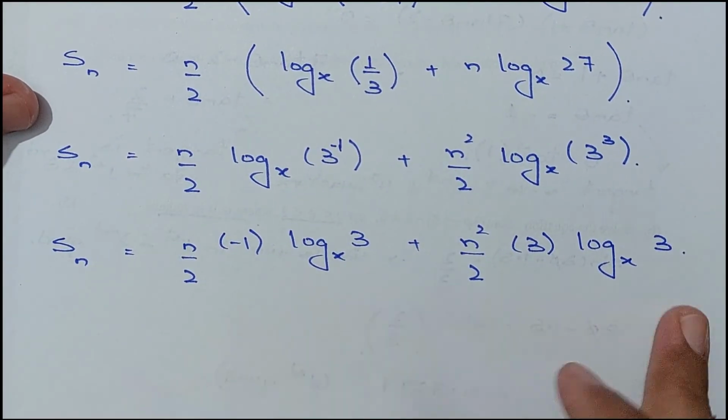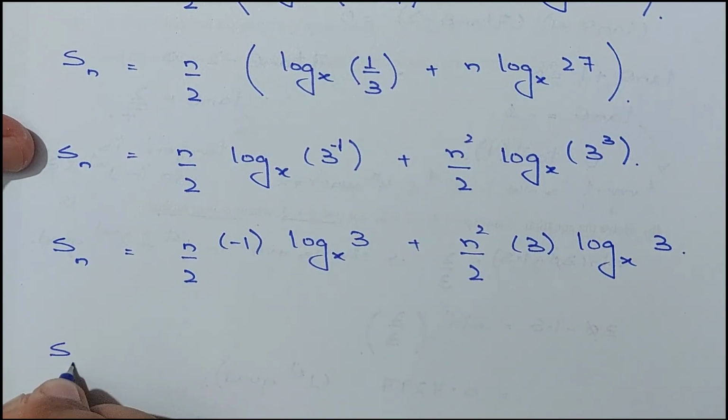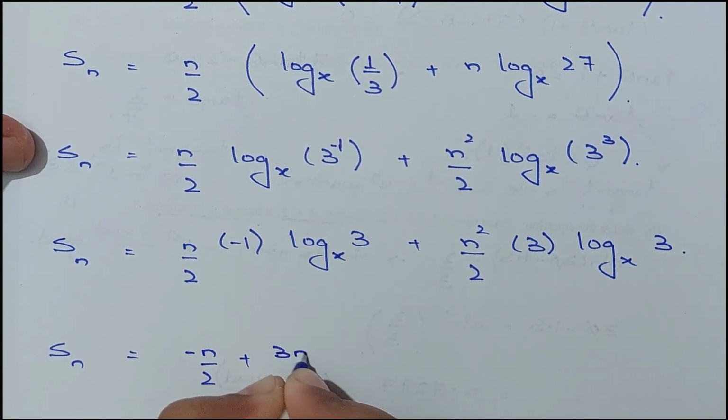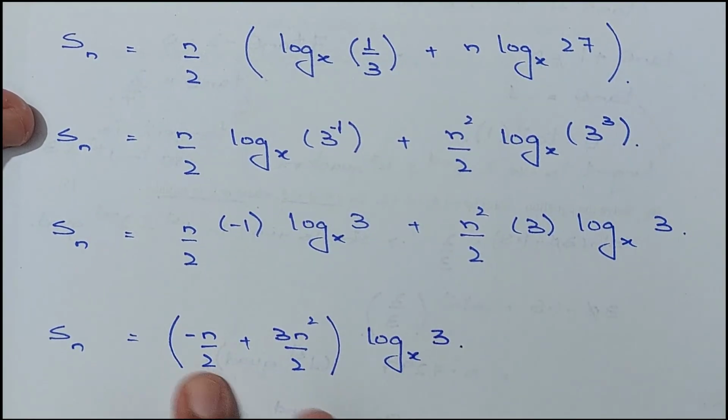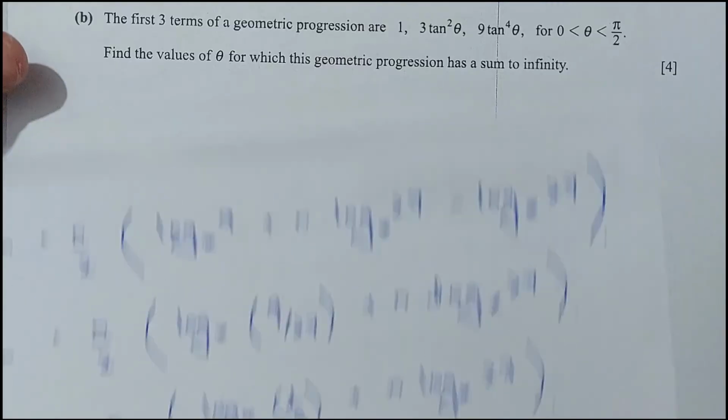So log x of 3, we have done. Let's take log x of 3 common. So Sn is minus n by 2 plus 3n squared by 2, and we have log base x of 3. Okay, this is k in terms of n, and the sum is in the form of k log x of 3.